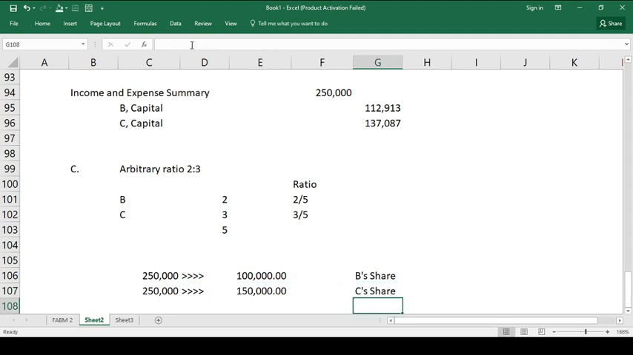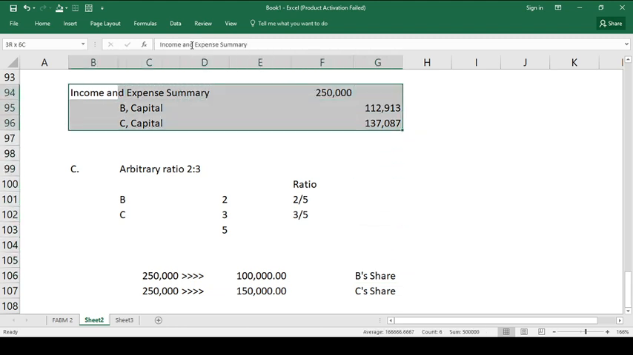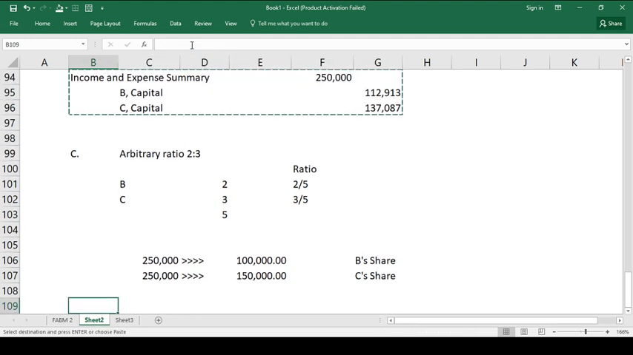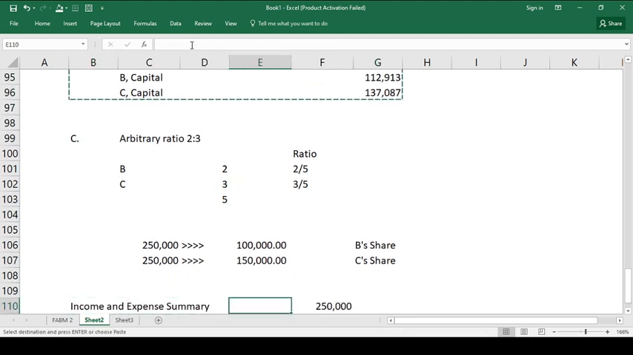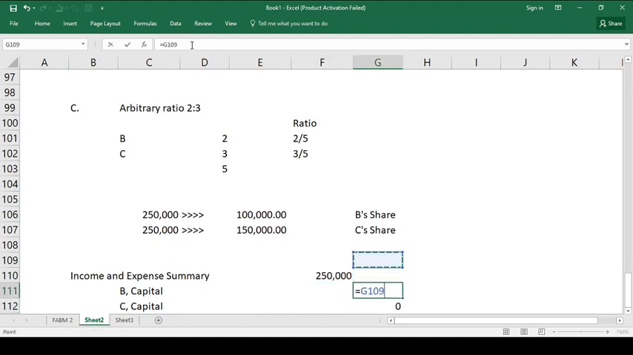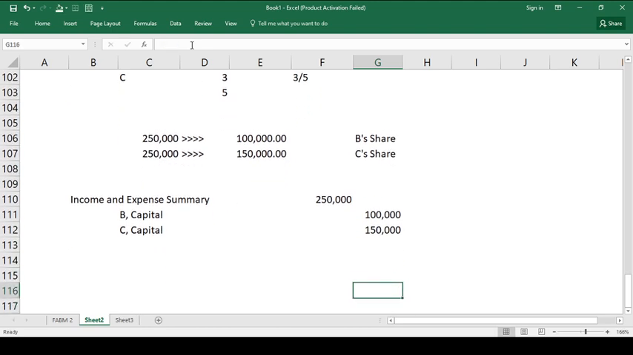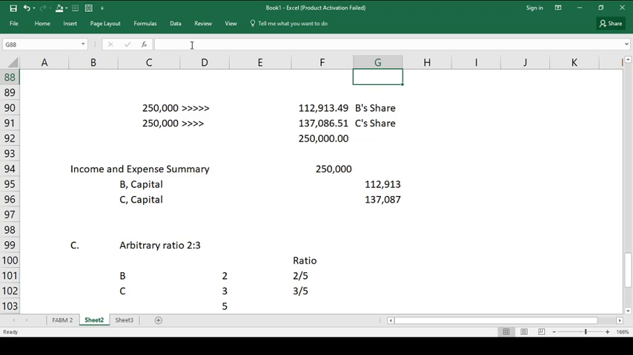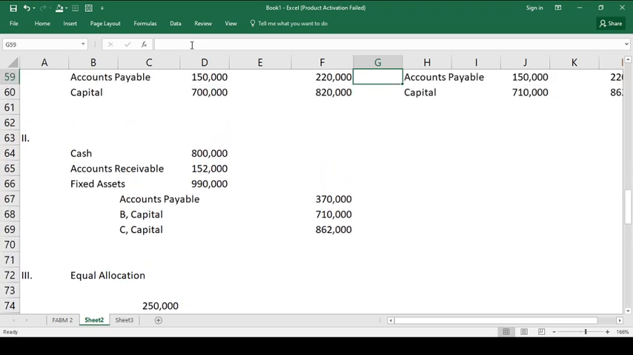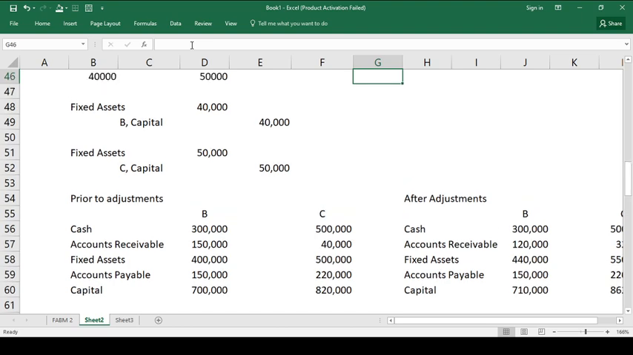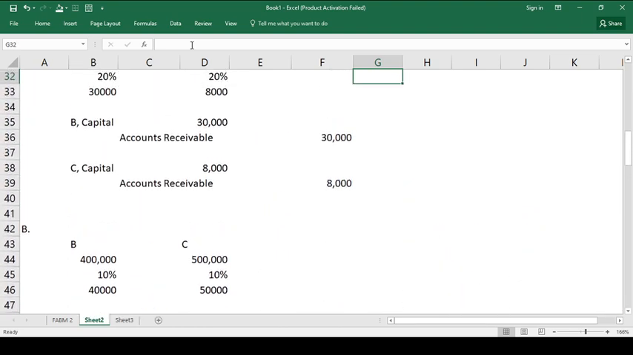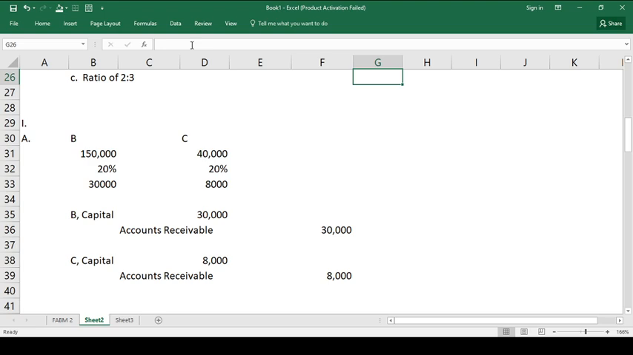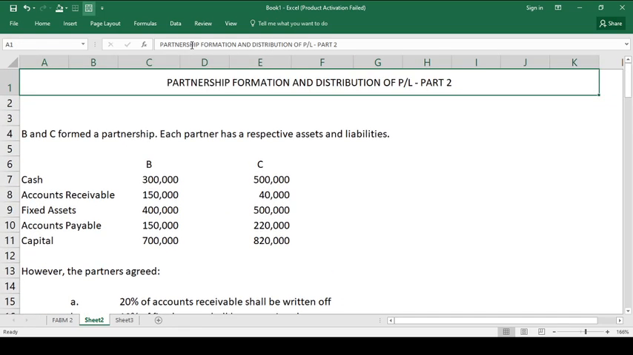Ganun lang. And then our entry will be the same format. Kaso yung mag-iiba lang yung figures. So, that's it. We have 100,000 and 150,000. Okay, ganon lang po yun. Hopefully, naintindihan nyo po lahat ng pinagsusulat ko dito, in relation to the formation and basic distribution of profit and loss on partnership.